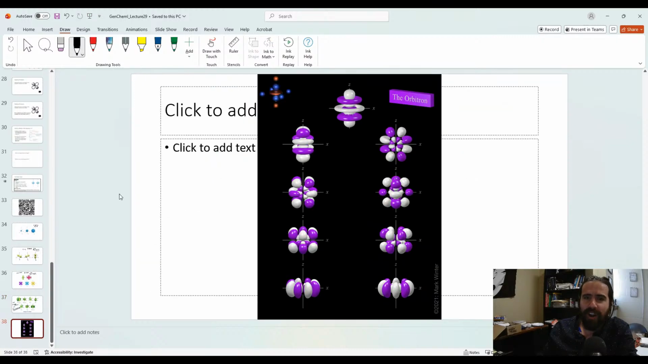But I did mention there are some other wild orbitals. This is what's called a G orbital. This is when we move up past F orbitals. There's a bunch of wild shapes that you start to see. But again, that's not really what we're focused on today.